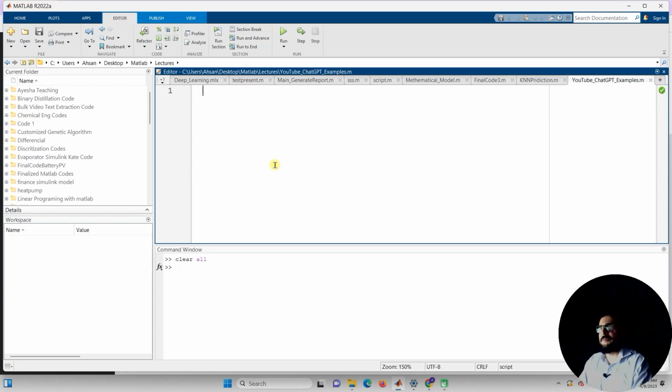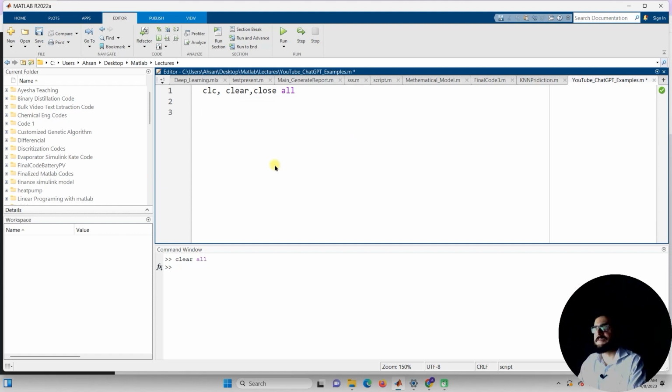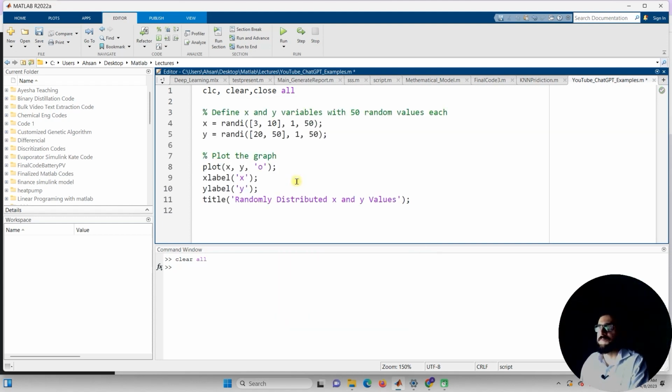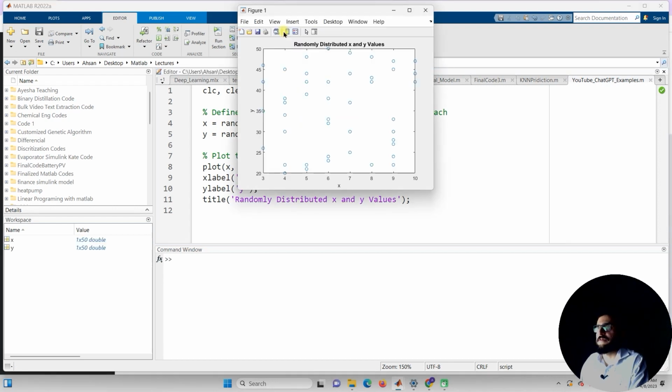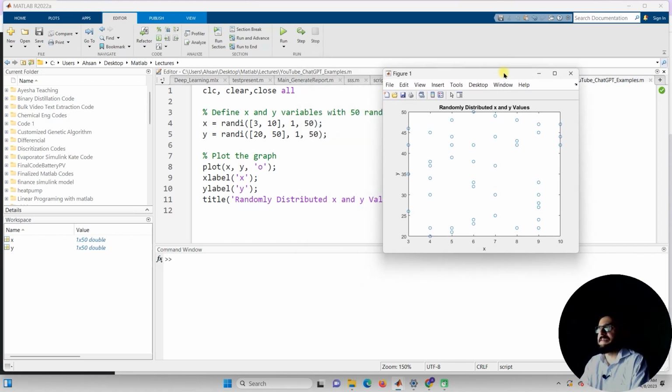So we are in the MATLAB environment. This is the first thing I always do: I will write this command, clc, clear, and close all. Then I will paste the MATLAB code here. Let's run it and see if it's okay. So it has plotted a scatter plot. Okay, so it did its job.